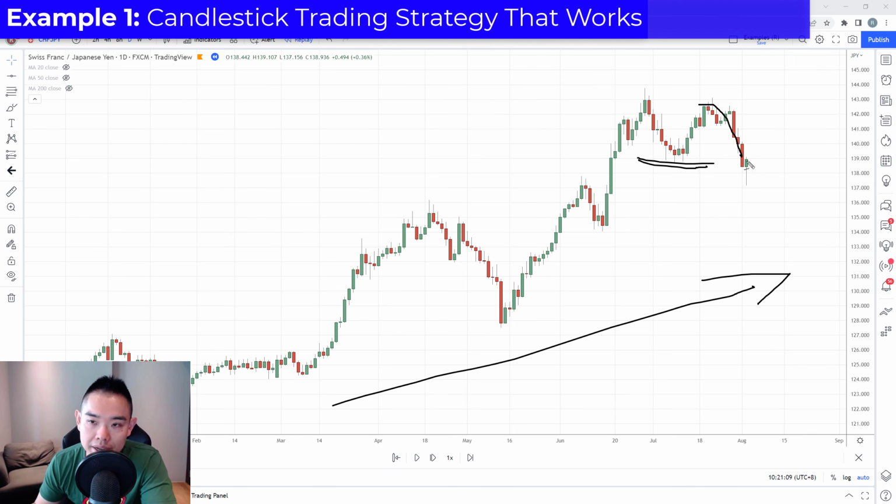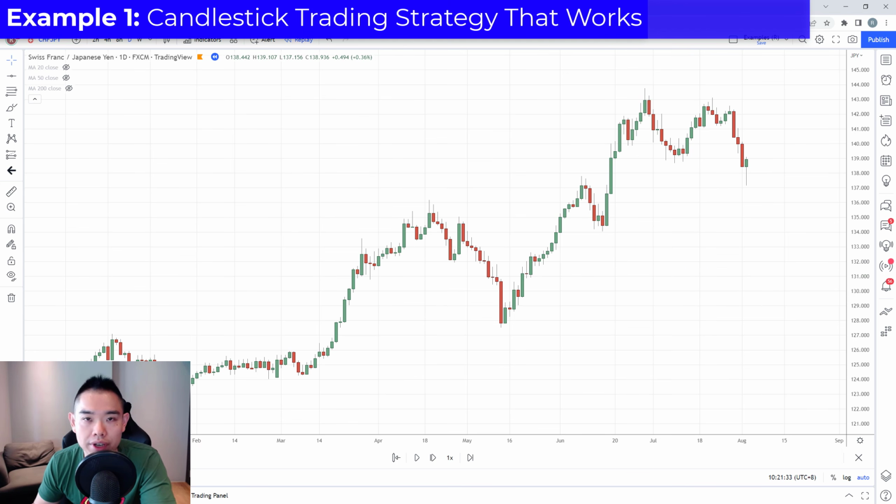And you've got clues that buyers are stepping in because the market opened over here, tried to break down lower, couldn't, but reversed eventually and closed near the highs of the day. So this tells you that buyers are stepping in. So what you can do is go long on the next candle open.